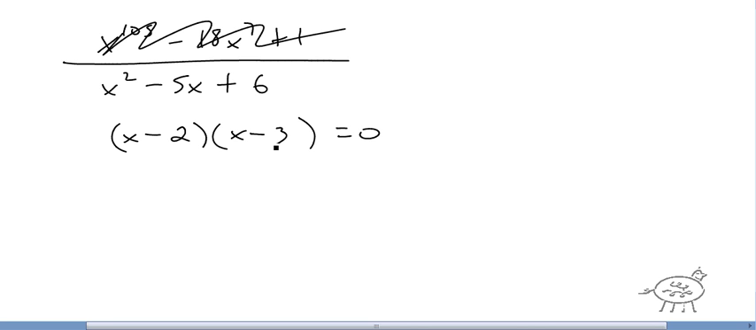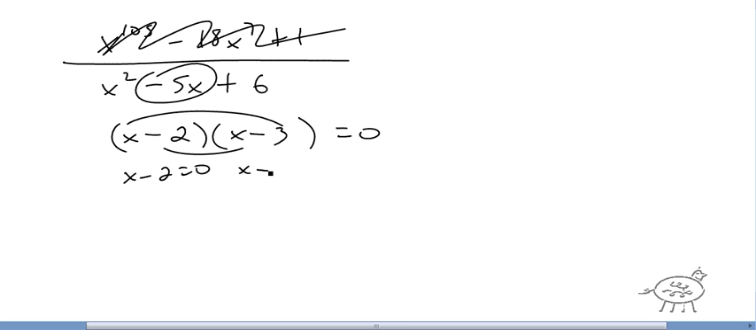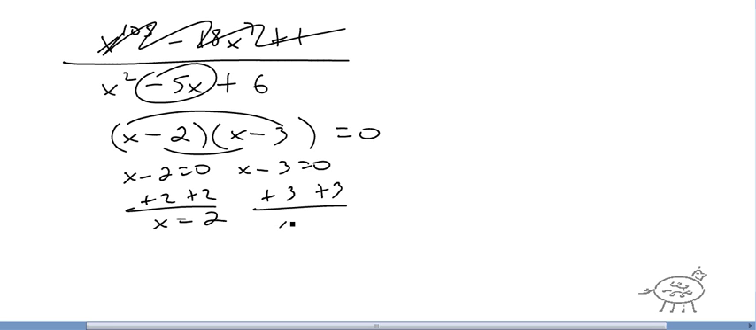And you can check it. It's always good to check it. The outside is negative 3x, minus 2x is negative 5x. And that's it. Always check the numbers when you're factoring, though, guys. Anyway, so that's correct. And then it's x minus 2 equals 0, x minus 3 equals 0. So add 2, x equals 2, and add 3, x equals 3. Okay? That's where it's undefined.